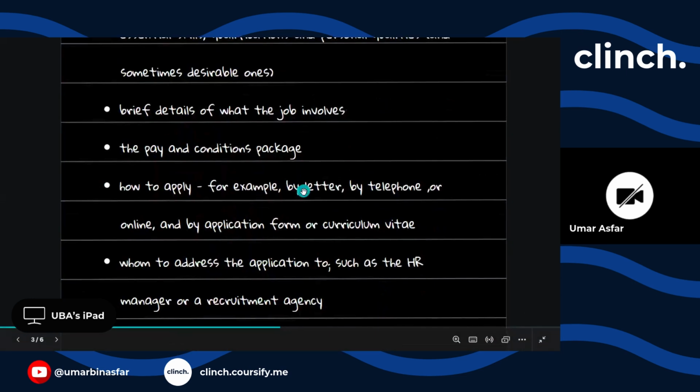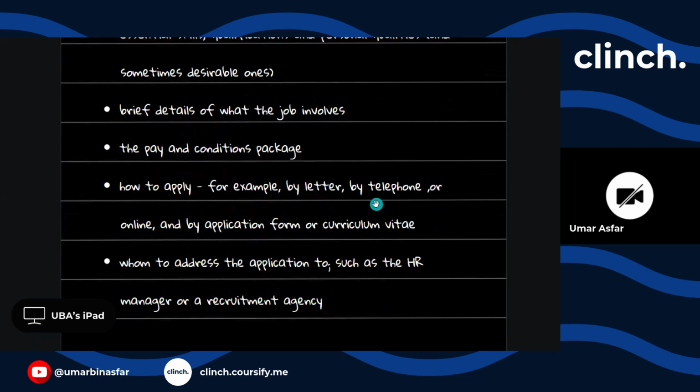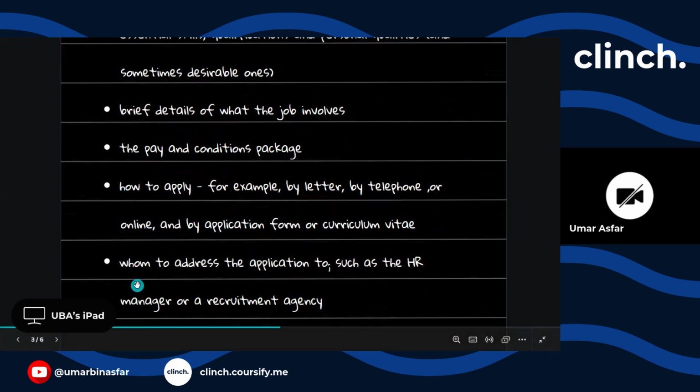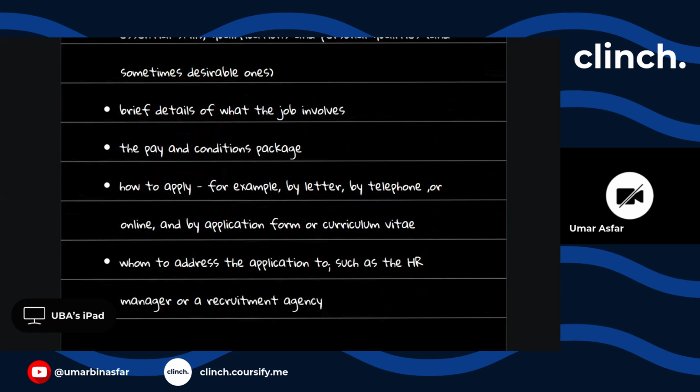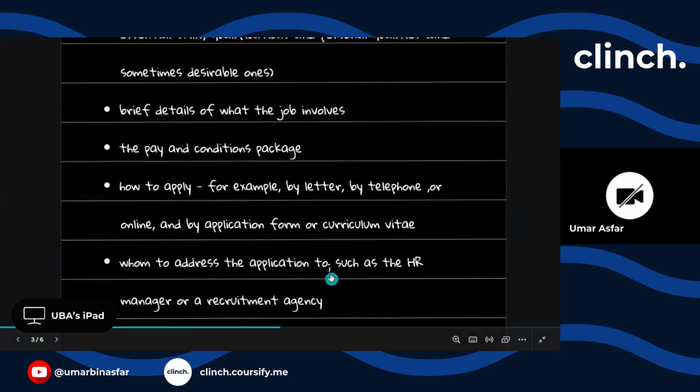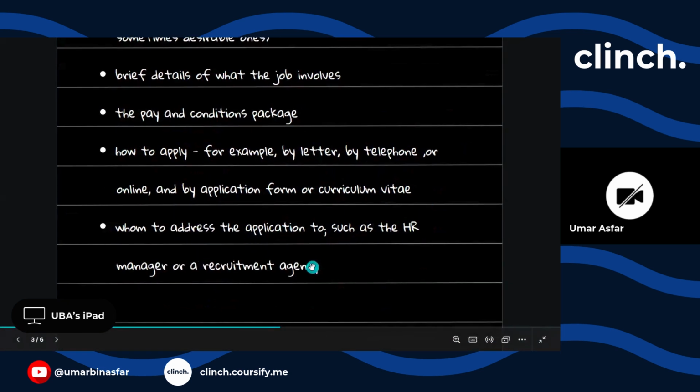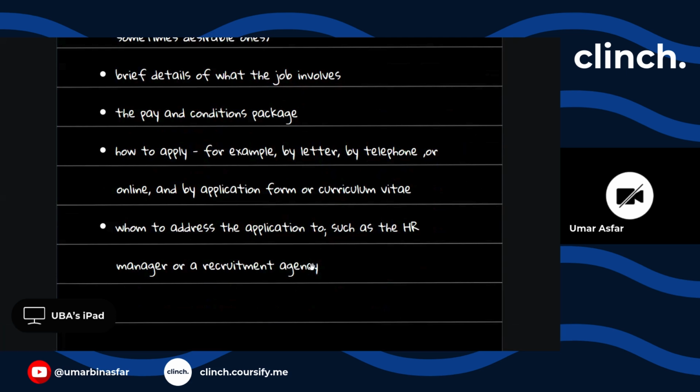How to apply, for example, at certain jobs you have to apply by letter. Some include by telephone, by mobile phones, or online, which have online application portals. And at times there is also the application form, or you just have to apply using your resume, which is the curriculum vitae. Whom to address the application to, like HR or the recruitment agency, because at times companies use these recruitment agencies and outsource the process of hiring to them to save them the time and the money of going through irrelevant applications.